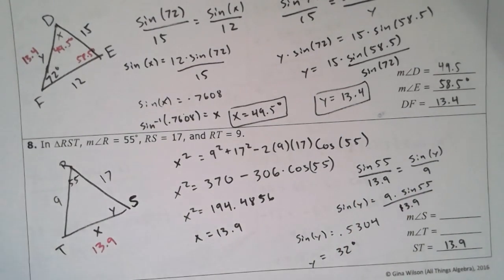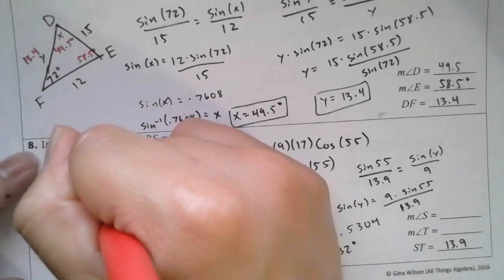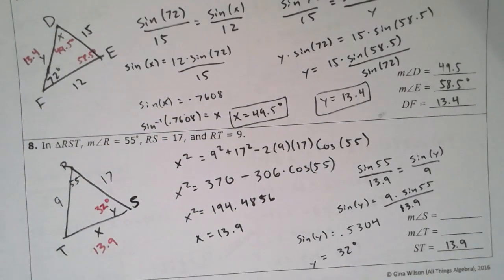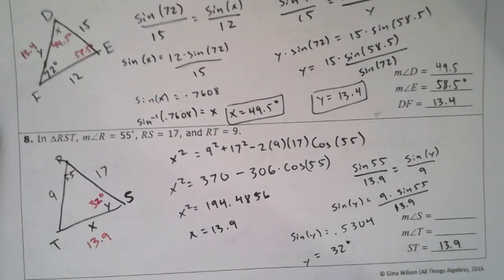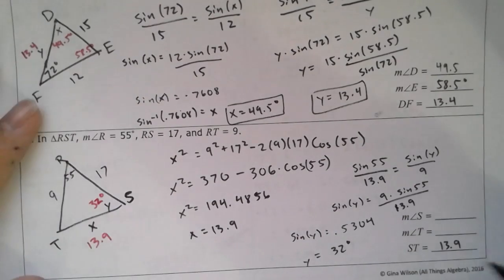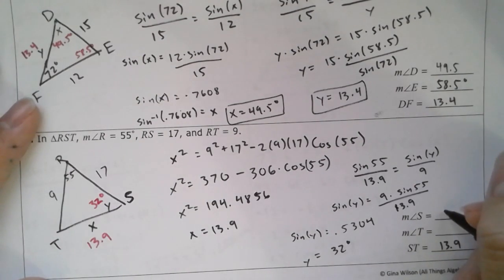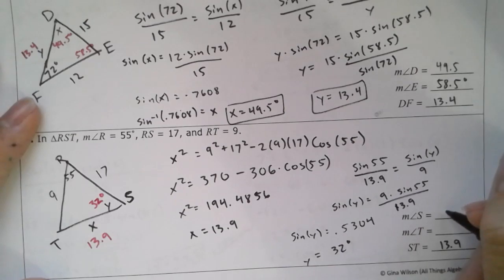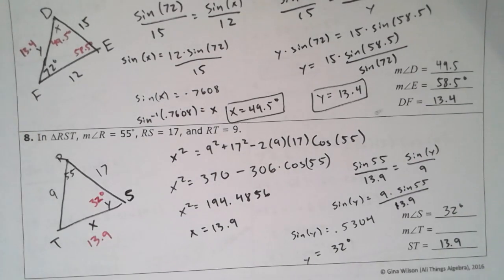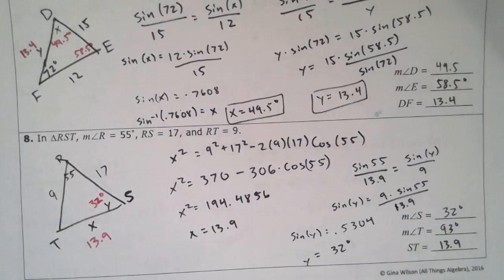So this guy here is 32 degrees. And remember, you don't have to do any longer work, right? You could just subtract from 180 degrees to find the last angle, angle T. And if you do that, 180 minus 32 minus 55, you're going to get 93. So that one here is 93 degrees.